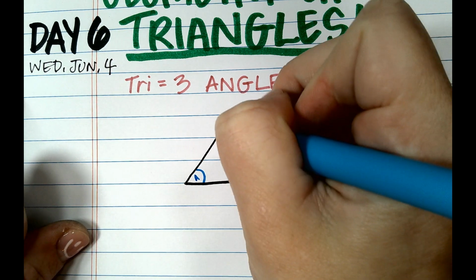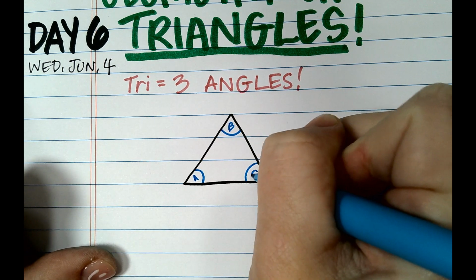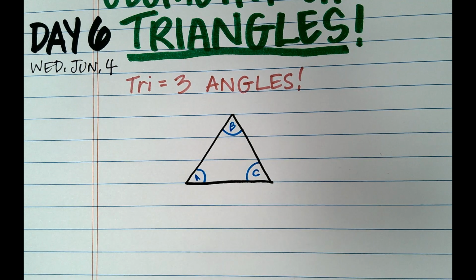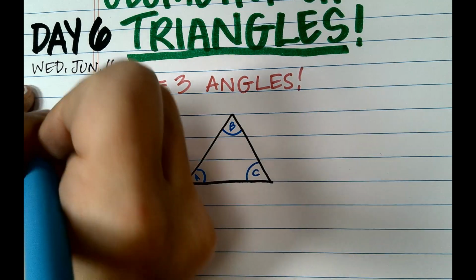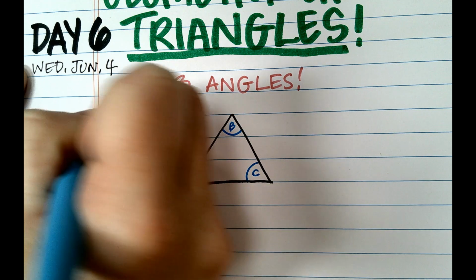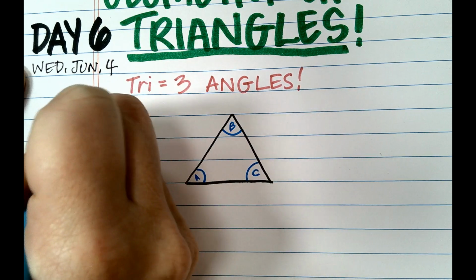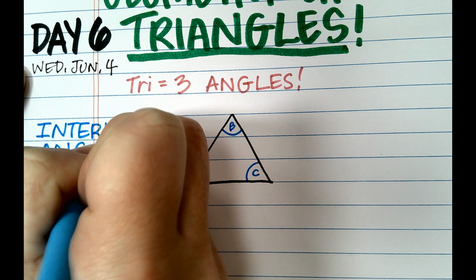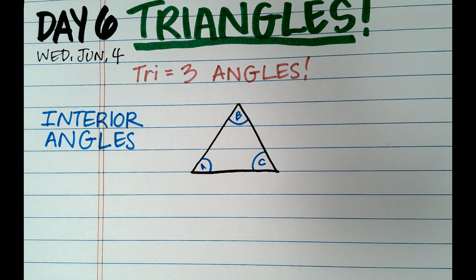Call this angle B. Call the third one angle C. So this is what we call our interior angles. Just angles in the triangle.